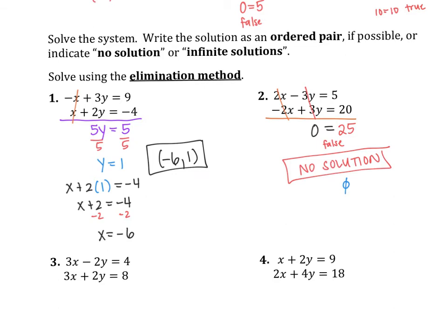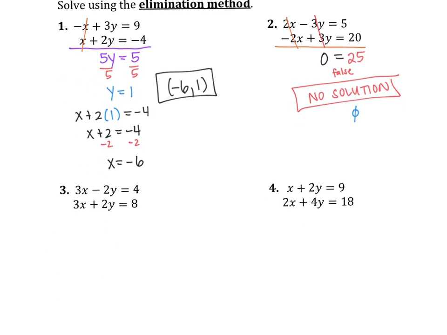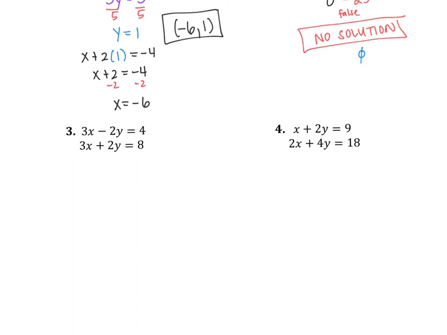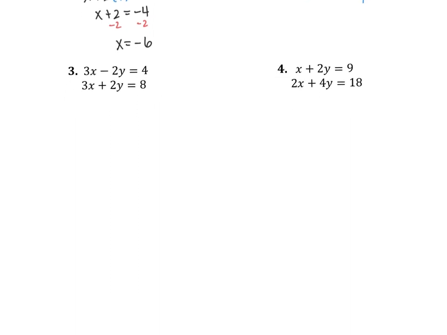Okay, let's try some more elimination method. And remember, this is also just to practice the different methods we've learned. Okay, for number 3. Okay, they are lined up. Does anything cancel? Yes, the y's are going to cancel out, so I'm going to go ahead and continue to the elimination step. Okay, 3x plus 3x, since they're both positive, I do add them up. I get 6x. Minus 2y and positive 2y, since they're opposite signs, they cancel, equals 4 plus 8 is 12.